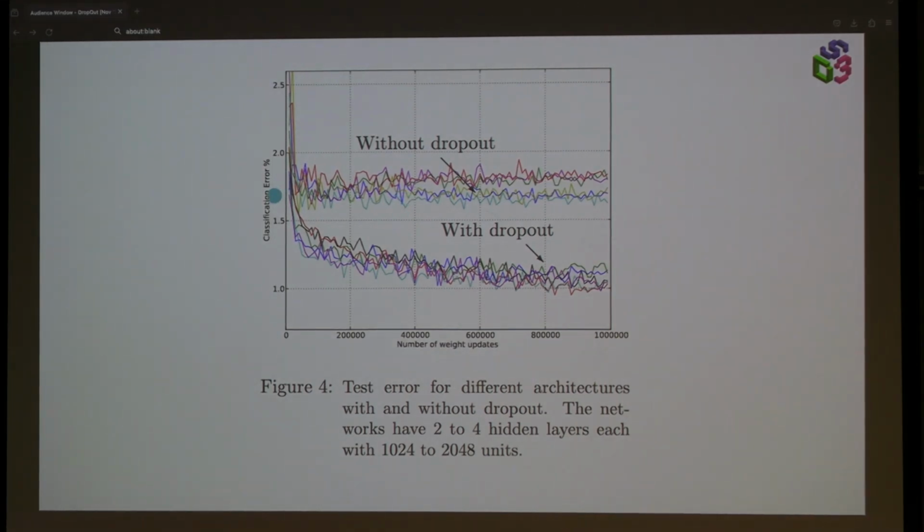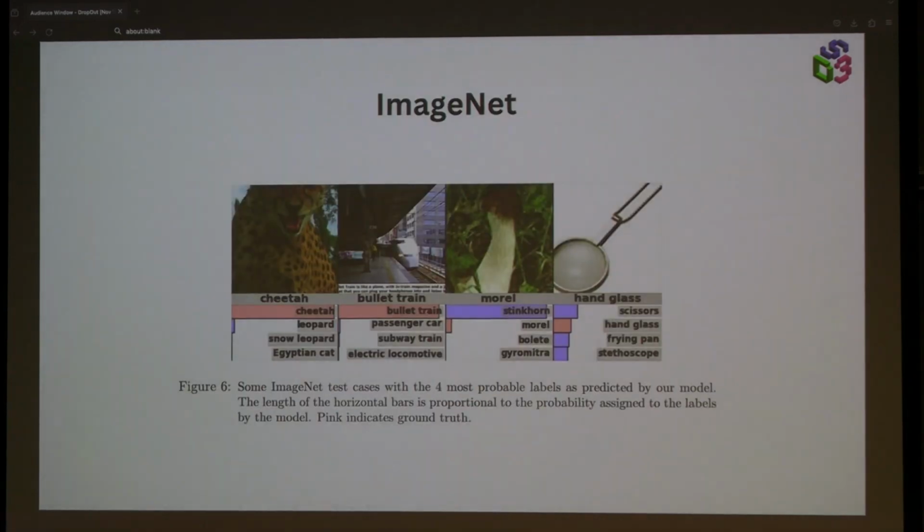This gap is pretty significant. Without dropout, the error rate is around 1.75-ish, but with dropout, it drops to almost 1, right? Okay, so all of this is just to convince the reader that dropout actually works. It's an improvement. Okay, moving on.